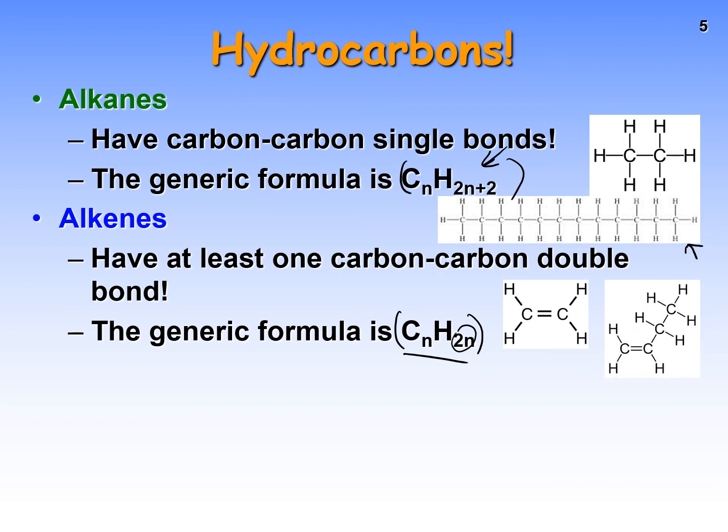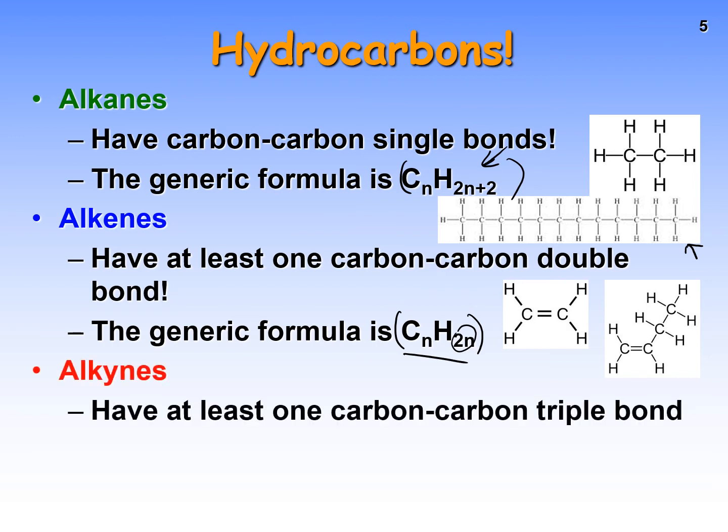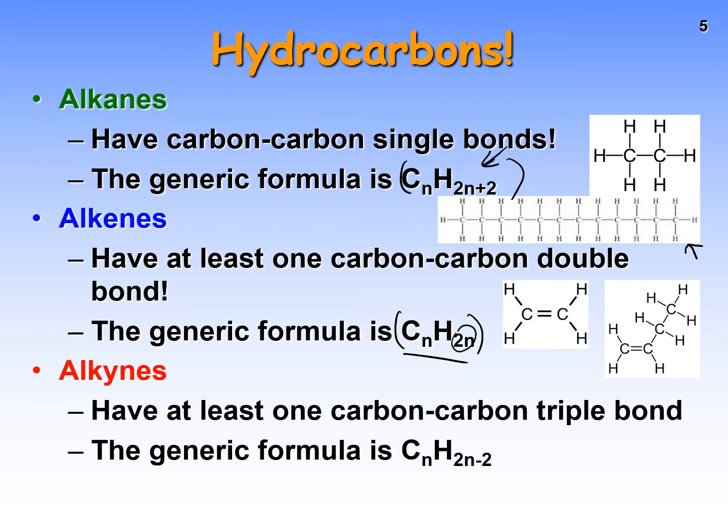So, all right. So let's look at alkynes. Alkynes have at least one carbon-carbon triple bond. They follow a generic formula of CnH2n minus 2. This is only for one triple bond. If you have more than one triple bond, you need to change that generic formula.